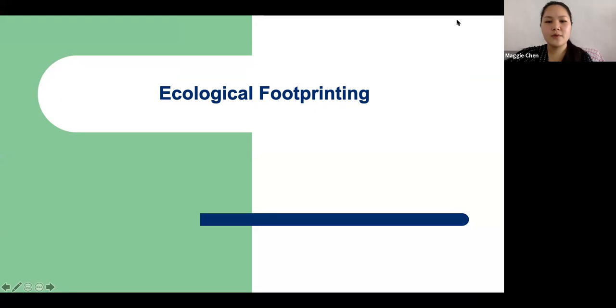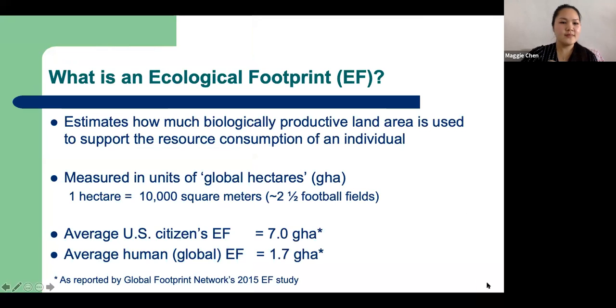I think you all did really well with part A and doing your calculations for that, but now we can go over ecological footprinting, which is your own footprint, the amount of resources that you use, and some background on that. So first, what is an ecological footprint, or an EF?